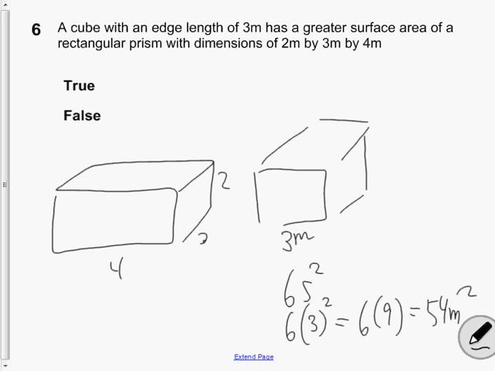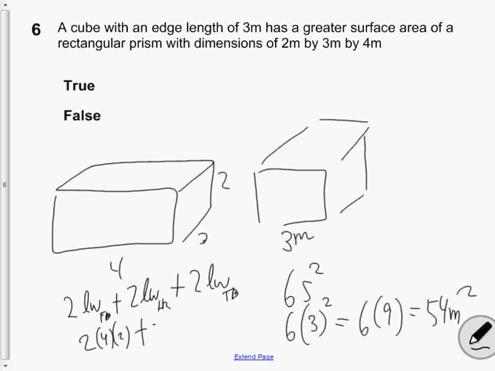The other one, we actually have 6 faces. We have 2 rectangles that make up the front and the back. We have 2 rectangles that make up the left and right. And we have 2 rectangles that make up the top and bottom. The front and back are 2 rectangles that are each 4 by 2. The left and right are 2 rectangles that are each 3 by 2. And the top and bottom are 2 rectangles that are each 4 by 3.